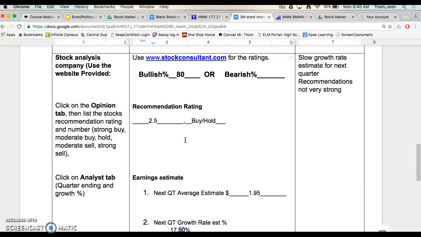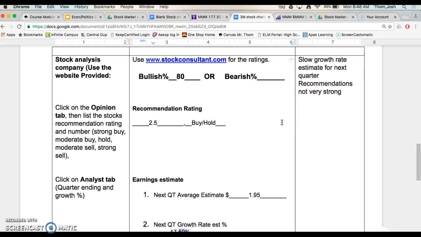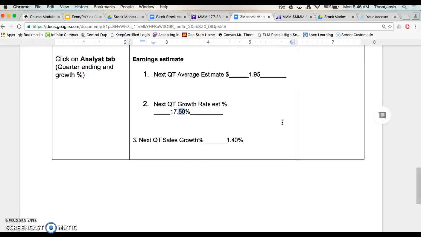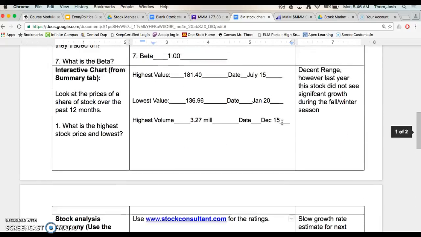The last thing you need to do then is, based on the information that you just found, explain how that information could or might affect your choice for a short-term stock in the next 2 to 3 months. I said they have a pretty slow growth rate for the next quarter, and the recommendations are not real strong from brokers. So for some of the same reasons, I'm not going to be investing in this stock for the next 3 months. And so basically, that's how you fill out this stock chart.